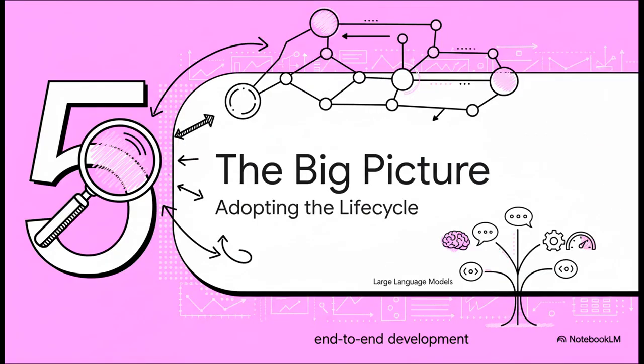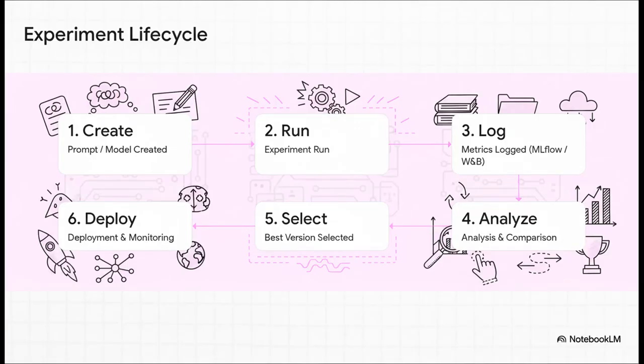All right, let's zoom out for a second, because experiment tracking isn't just some little task you do on the side. It's a core piece of a much bigger picture, the whole end-to-end development lifecycle we call LLMOps. And you can see here how it all fits together. You create a new prompt, you run an experiment, and you immediately log the results. That logging is what makes the analysis and comparison possible. From there, you pick the winner, you deploy it, and then you keep an eye on it in the real world. It's this constant loop of getting better and better, and it's all powered by good data.